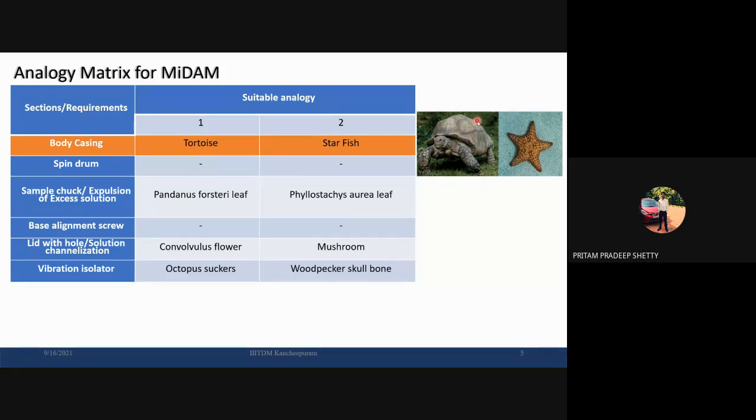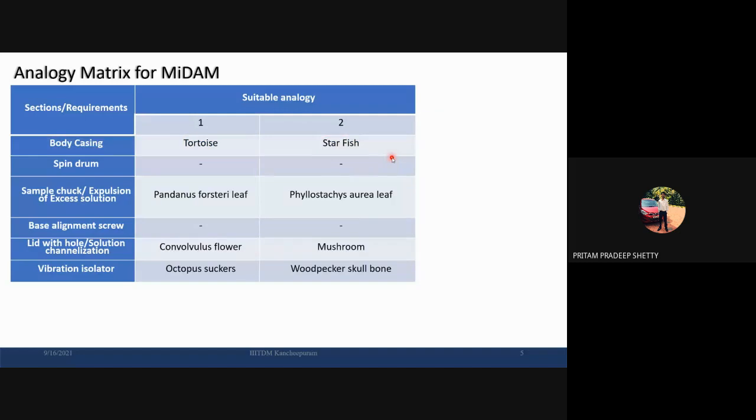So we chose tortoise over starfish because of that reason, as well as because tortoise has a very low center of gravity. It is very near to the ground, and this structure facilitates our need. So that is why we chose tortoise.